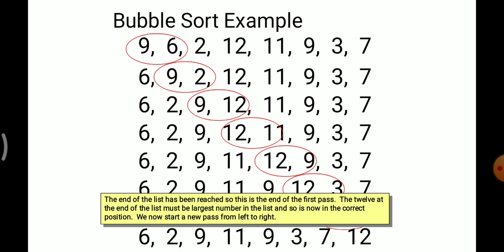The end of the list has been reached, so this is the end of the first pass. The 12 at the end of the list must be the largest element in the list, and so is now in the correct position. We now start a new pass from left to right.